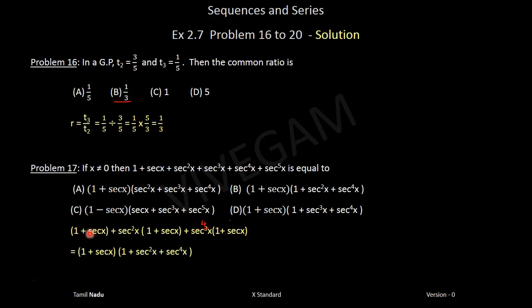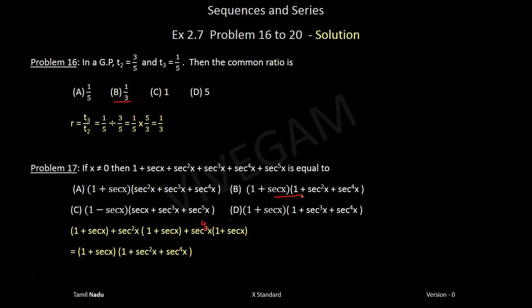Then what will be left? 1 will be left here. Secant square x will be left. And secant to the power of 4x will come here. And if you see, this whole expression now is equal to this expression. Now, which option do you need to select? So, I think that will be 1 plus secant x into 1 plus secant square x plus secant to the power of 4x. So, that is basically, I guess, this one. Am I right? No, it is this one. 1 plus secant x into 1 plus secant square x plus secant to the power of 4x. So, it is basically this option. Am I right? Yeah, that's right. So this is the one.